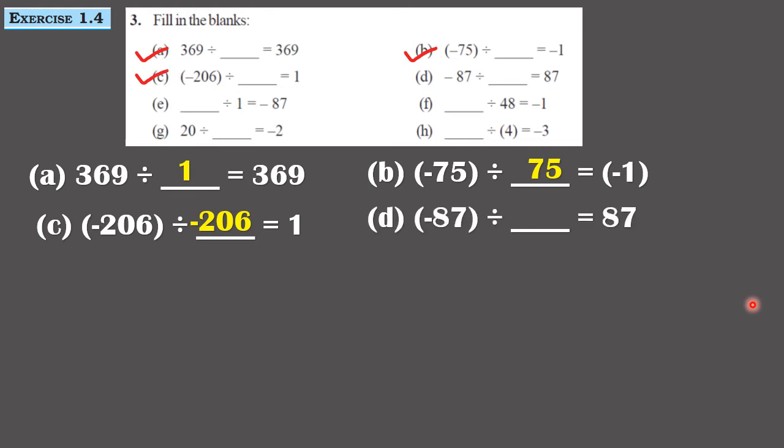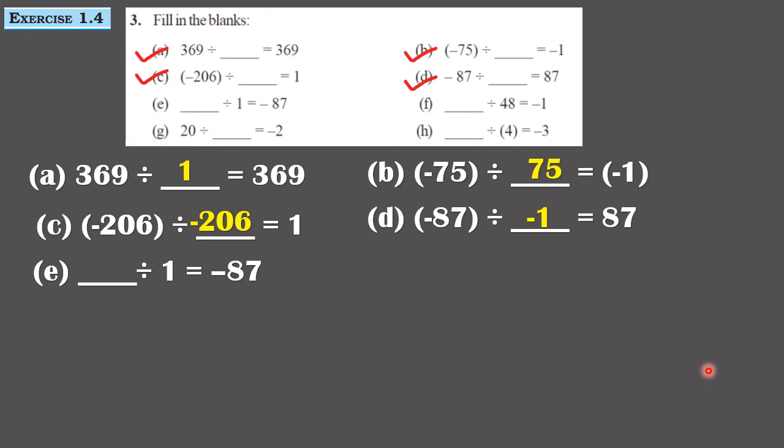Next, minus 87 divided by dash equal to 87. So here the answer is positive. So negative by negative should come. What should come here? Answer the same number. So we have to divide with the 1. But here it is positive 87. So we need to divide by negative 1. So that we will get 87.